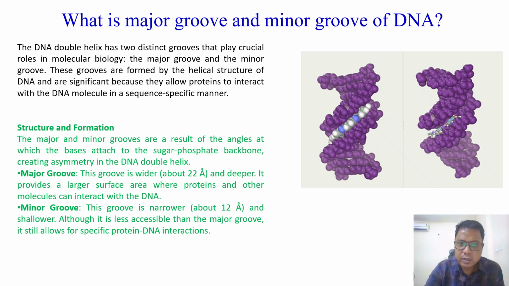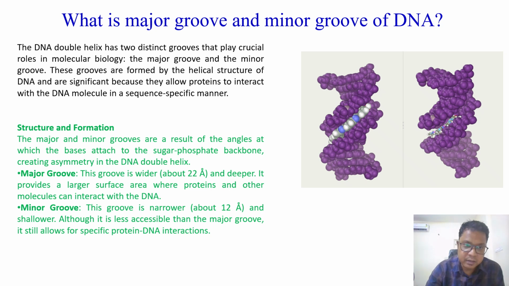So what are the major and minor grooves in DNA? The DNA double helix has two distinct grooves that play a crucial role in molecular biology. One is the major groove, another is the minor groove. These grooves are formed by the helical structure of the DNA and are significant because they allow proteins to interact with the DNA molecule in a sequence-specific manner.